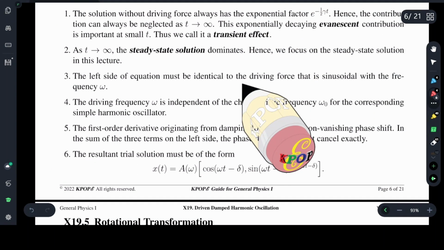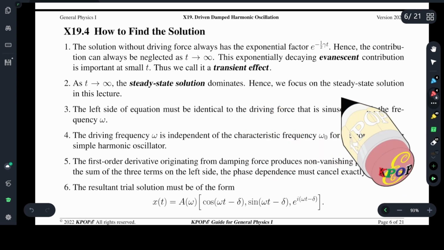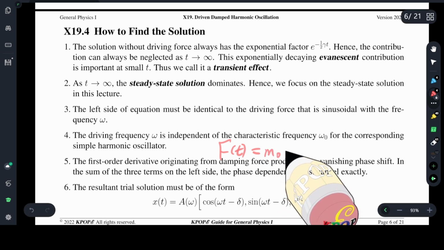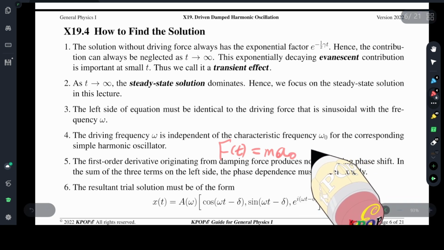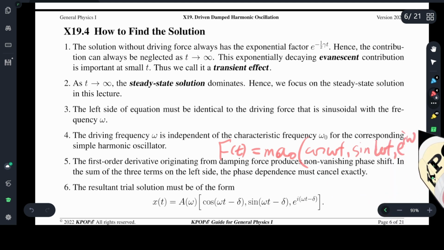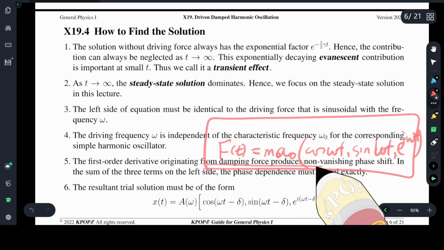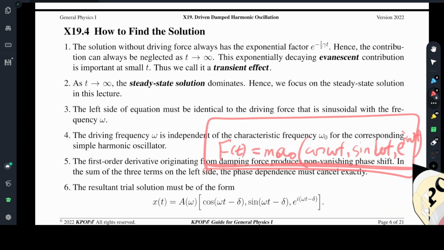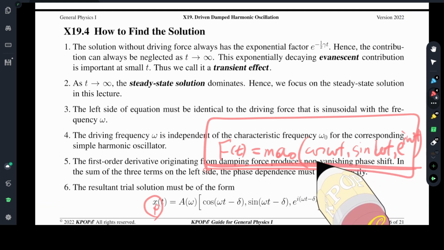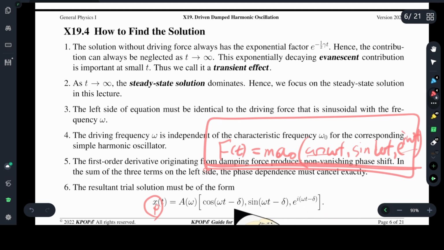How to find the solution? There's no way in general. However, our driving force is restricted to A0 cosine or sine or e to the i omega t. We have restricted ourselves to consider this kind of input only. Then the trial particular solution will be of the form sine, cosine, exponential, except that we must allow the phase shift.